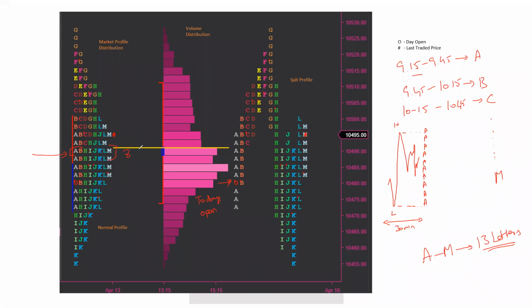8 letters. Each and every letter we call a TPO. TPO means time, price, and volume. Volume is what we call an opportunity.